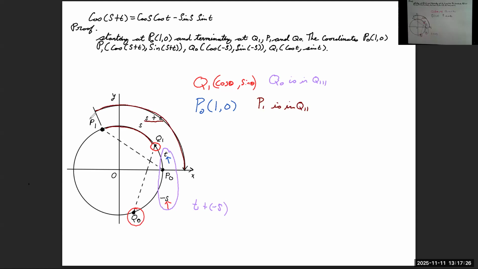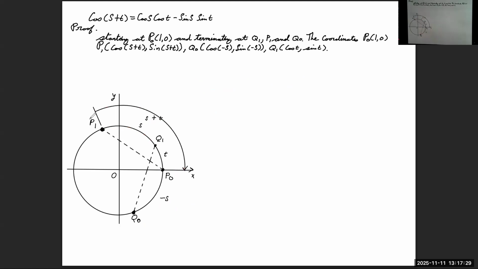Okay, let me clear this up so you can look at it more clearly. So we have 4 points: P naught, P1, Q naught, Q1. They do not have to be called these letters. It's not always Q1 and Q2 or anything like that. But what we're trying to get to is, is there a way to say what cosine of S plus T is? If we could do that, we'd really have something. That's our goal, is to find this addition formula to be able to do this.